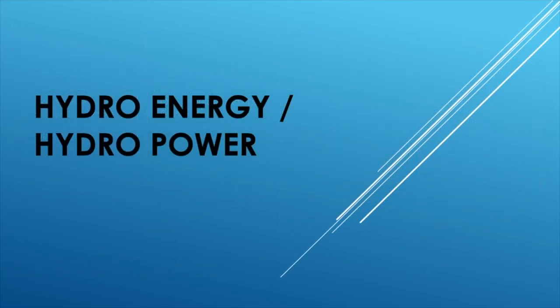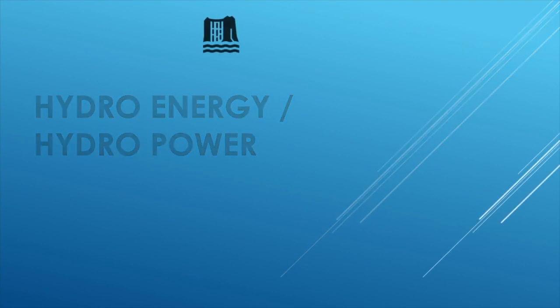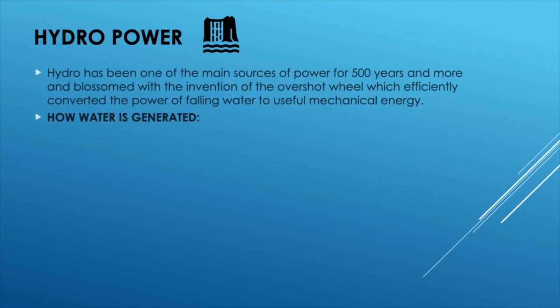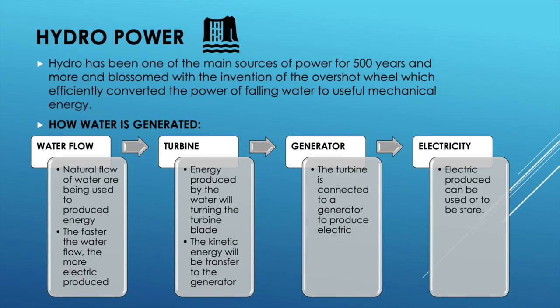The last subtopic is hydropower, or hydro energy. Hydro, or water, has been one of the main sources of power for 500 years and more. So now I will be talking about how water power is generated. The first one is we need a water flow. Natural water flows such as rivers are used to produce energy. The faster the water flows, the more electricity will be produced.